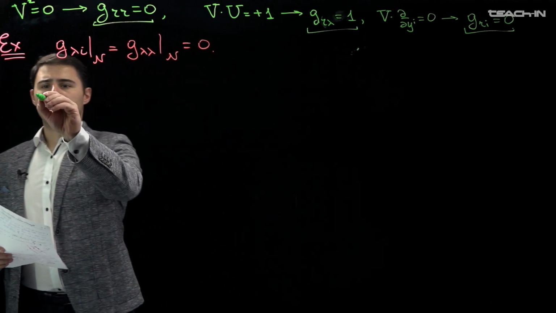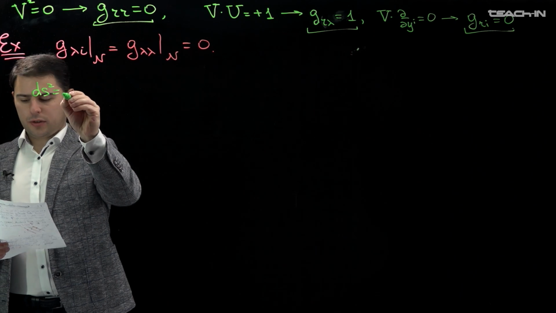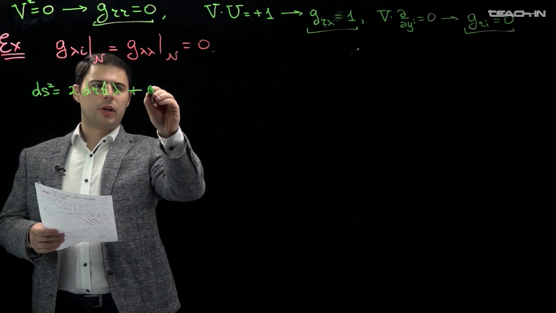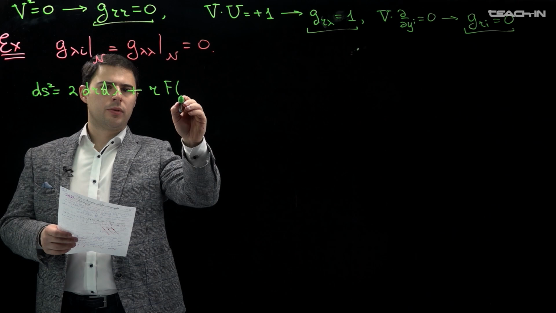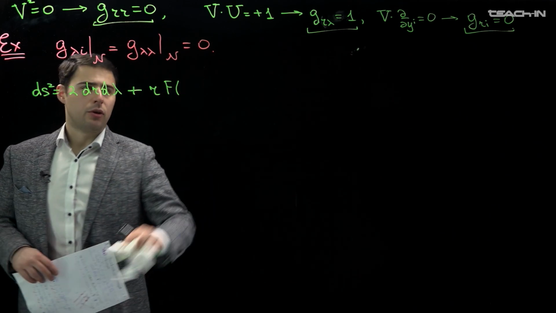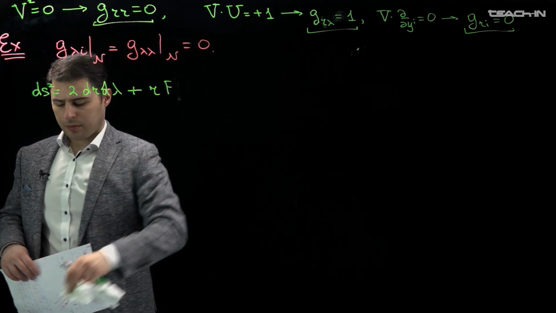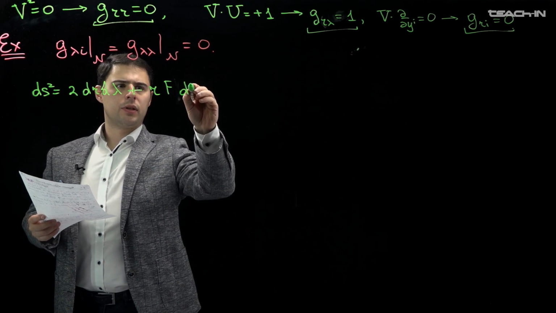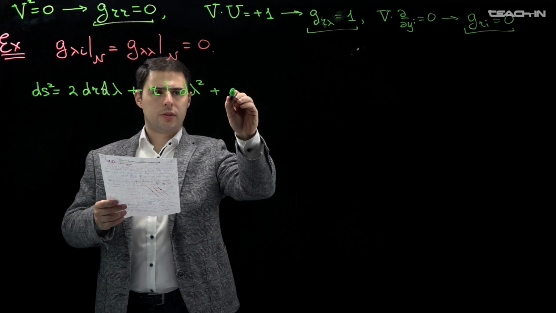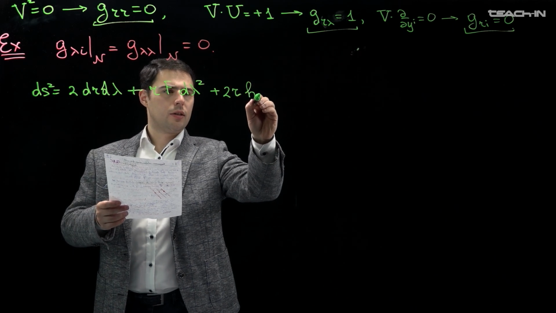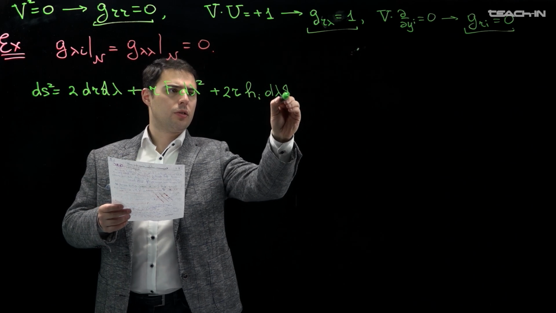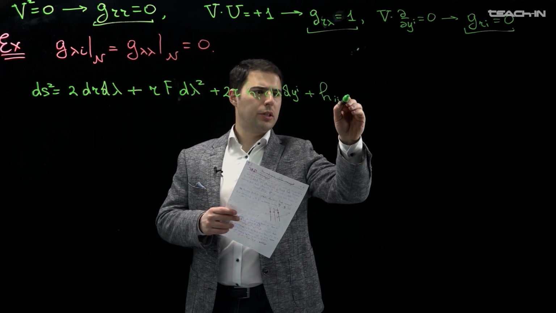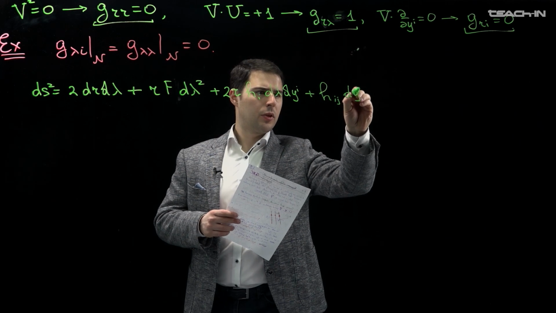So in total, we find ourselves with the following metric: ds squared equals dr d lambda plus r times some function f of all the coordinates, d lambda squared, plus 2r h_i d lambda dy^i, plus the metric on the space-like part, the spatial cross-section.